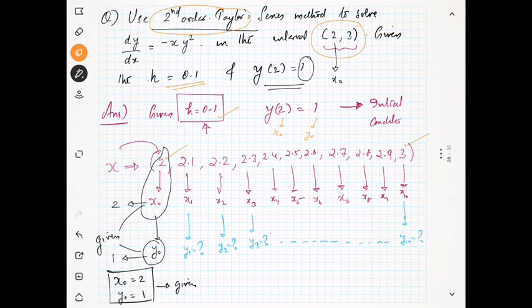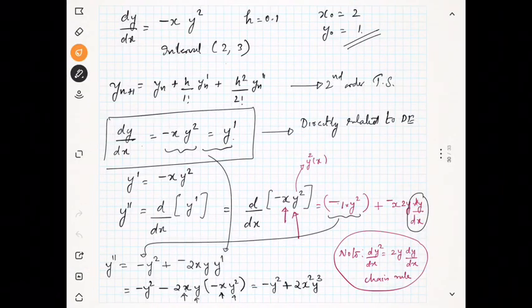You can see we are starting from 2 and ending at 3. So the different points between 2 and 3 with a step size of 0.1 are: it starts with 2, the next point will be 2.1, because h is equal to 0.1. So 2 plus 0.1 is 2.1, and we will get x2, x3, and so on. Now this is our differential equation, which is y dash, because we are talking about the first order differential equation. So dy by dx is nothing but y dash.